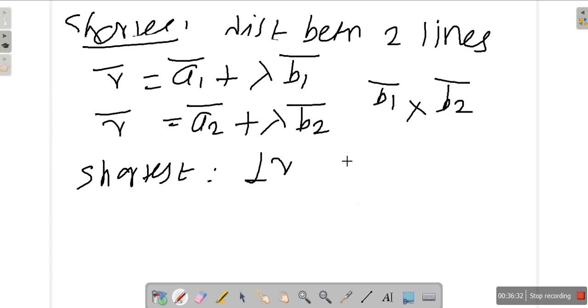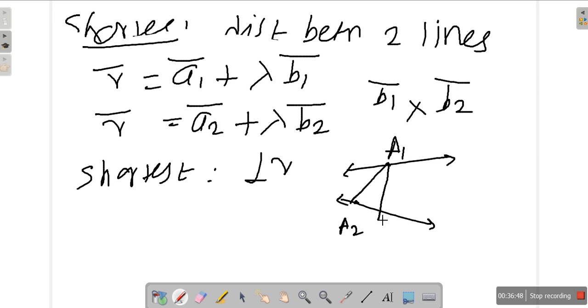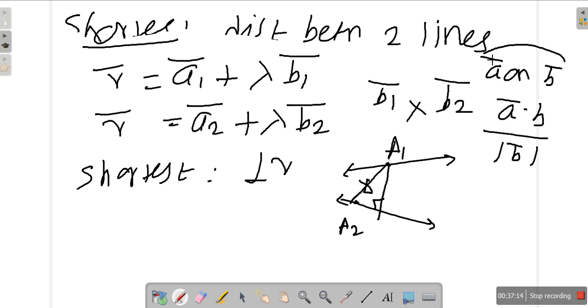Okay. Now suppose this is one line, this is second line. The point A1 is on this line and the point A2 is on this line. Then we can find a distance A2A1 and we want to find it along perpendicular. So we will do projection of A1 A2 bar along the perpendicular, which is b1 cross b2. Now what is projection of one vector on another vector? Projection of a bar on b bar is given by a dot b upon mod of b. This is the general formula for projection of one vector on second vector.